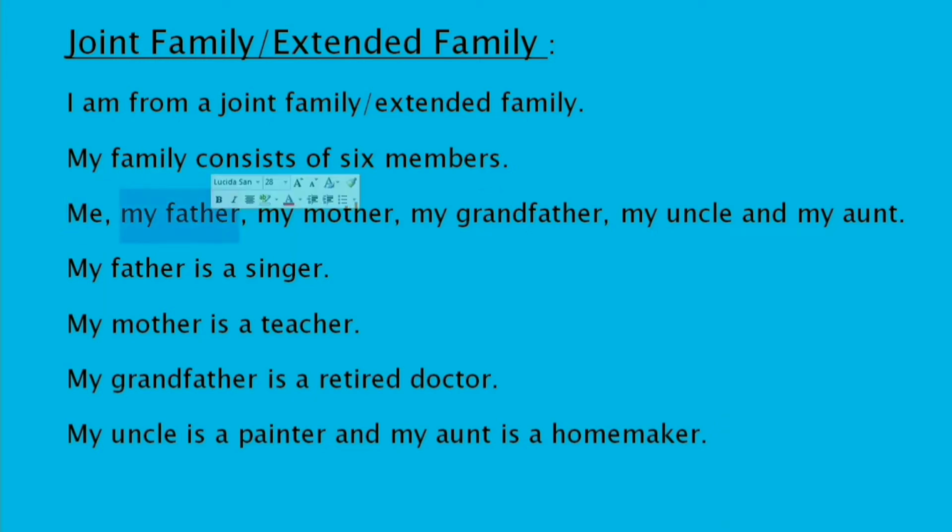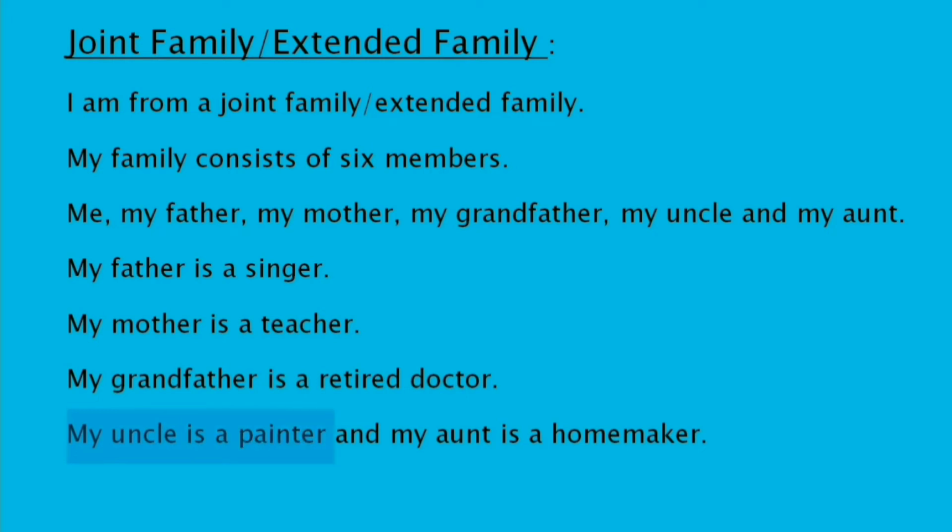Then you mention who is there: me, my father, my mother, my grandfather, and obviously if you have an uncle and aunt, you can mention my uncle and my aunt. Then you mention their occupation one by one. At first you mention your father's occupation: my father is a singer in this example. Second, your mother's occupation: my mother is a teacher. Then your grandfather: my grandfather is a retired doctor.